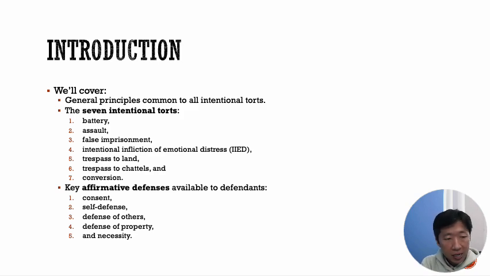They are battery, assault, false imprisonment, intentional infliction of emotional distress, or IIED, trespass to land, trespass to chattels, and conversion. And after the discussion of intentional torts, we're going to talk about the possible defenses. They are consent, self-defense, defense of others, defense of property, and necessity.